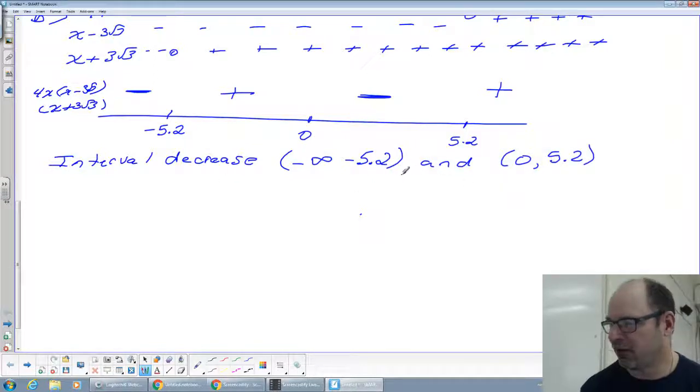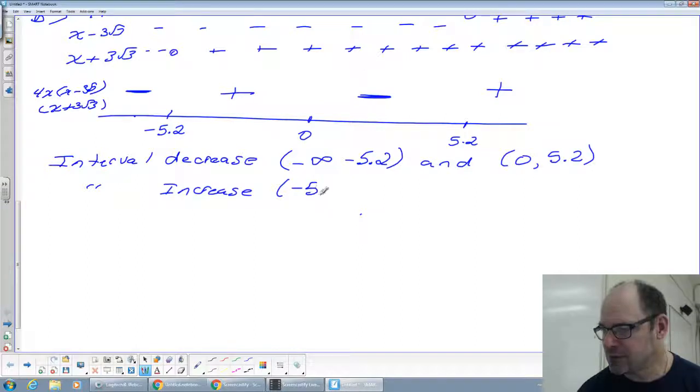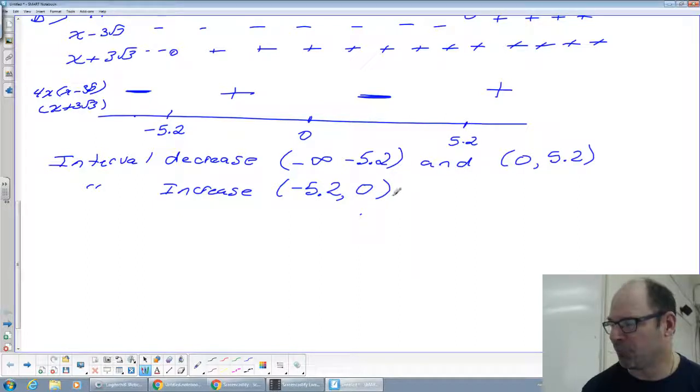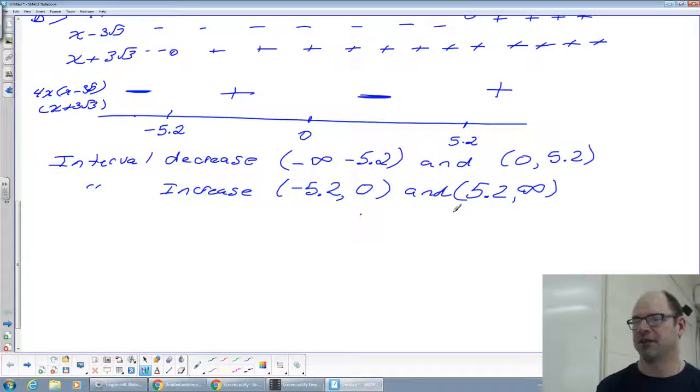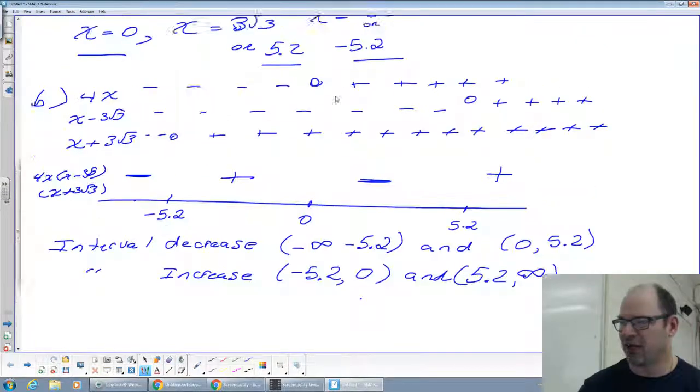There's our areas of decrease, pardon me. This one here and this one here. Our interval of increase is from negative 5.2 out to 0, and then from positive 5.2 to infinity. So we've got our intervals of increase and decrease. That was B, using the sign analysis.